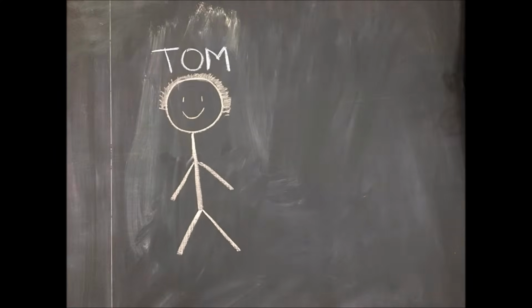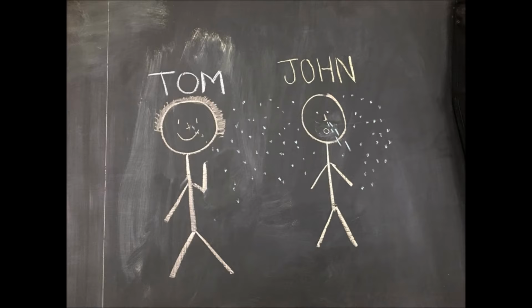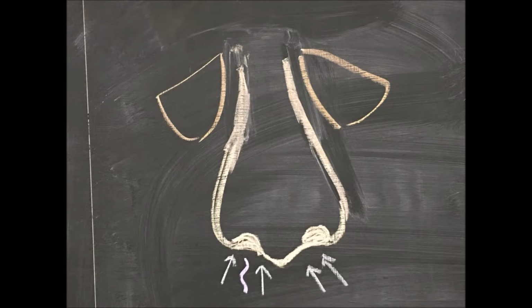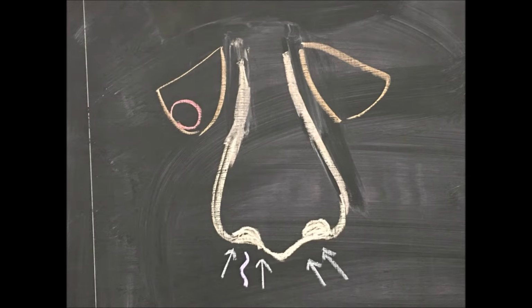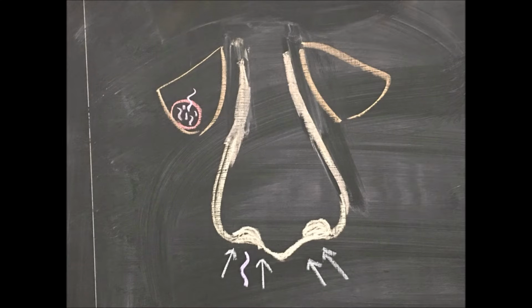Meet Tom. Tom is having a great day, when all of a sudden, John sneezes. Poor John. But what about Tom? He breathes in a virus particle, and it attaches itself to a cell lining his sinuses. The virus can't take over the other cells alone, so it produces new virus particles. The host cell breaks, and new viruses spread into Tom's bloodstream and lungs.